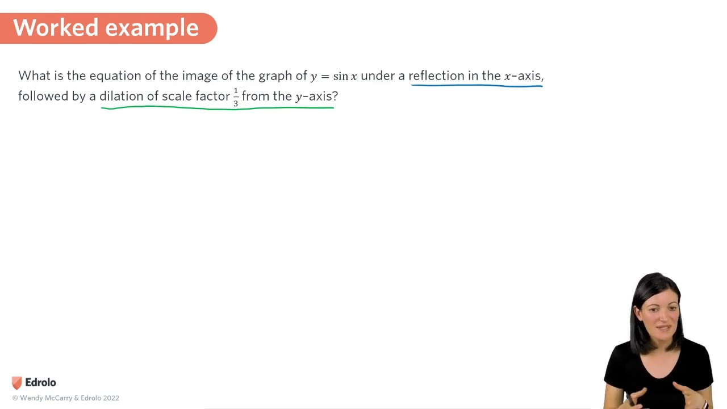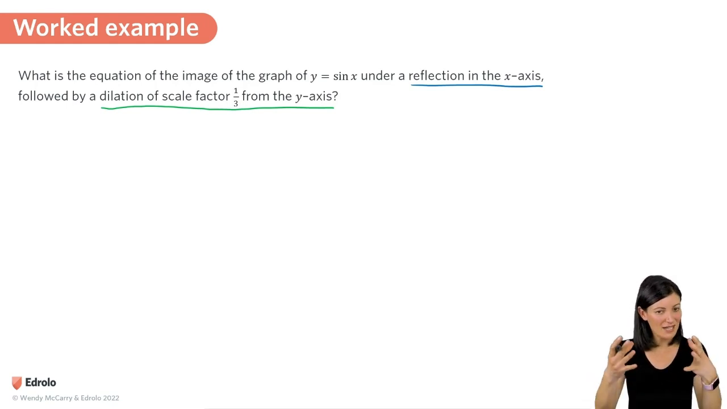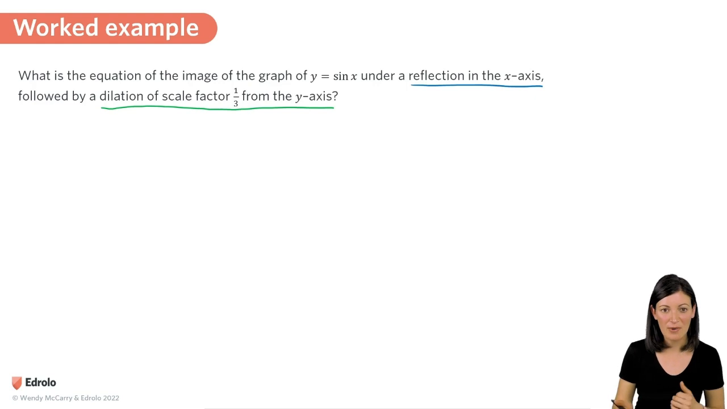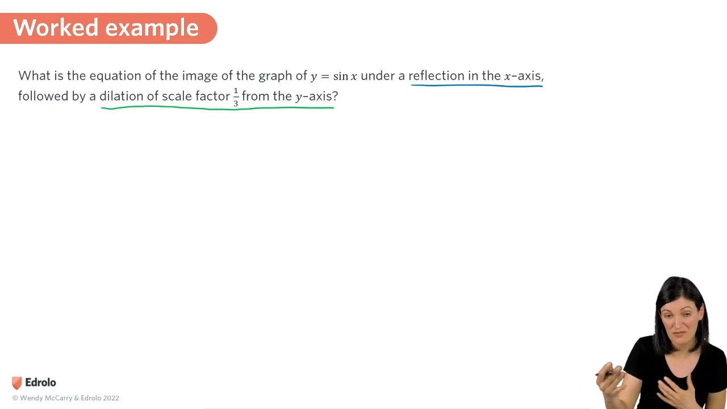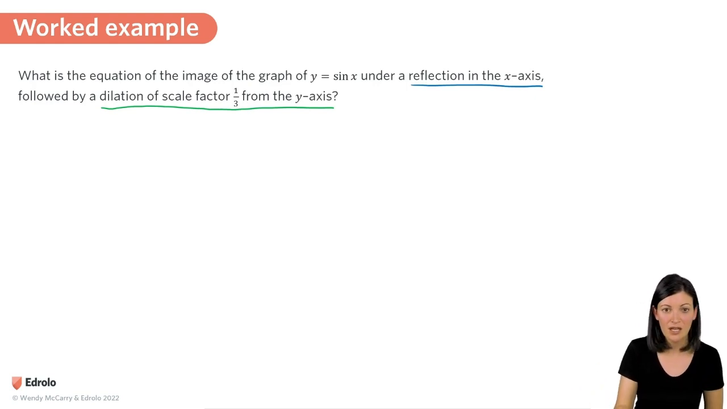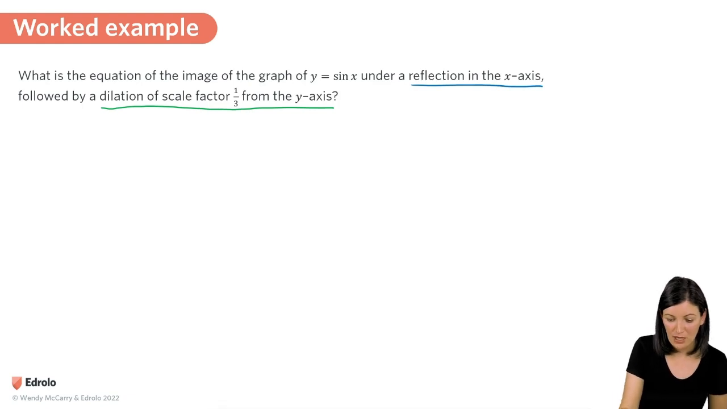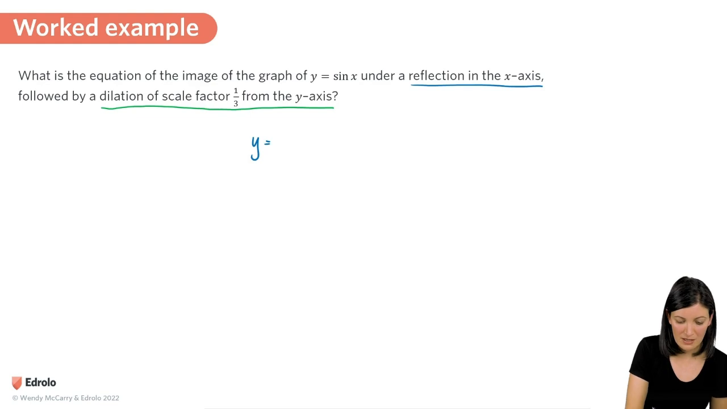So I like to do this in steps. Again, you might like doing it a different way, but I like to start with just the first transformation that I'm given. So I'm going to do that in blue. Just a reflection in the x-axis would make this y equals negative sine of x.